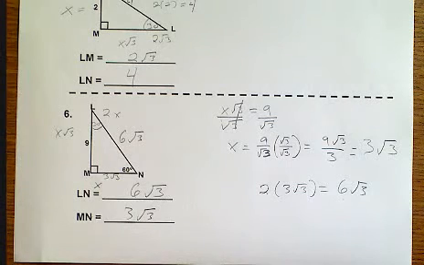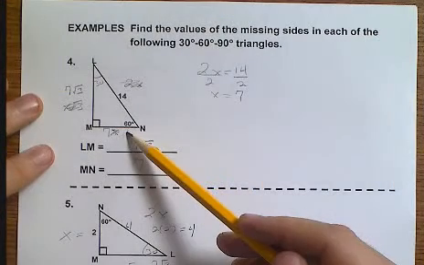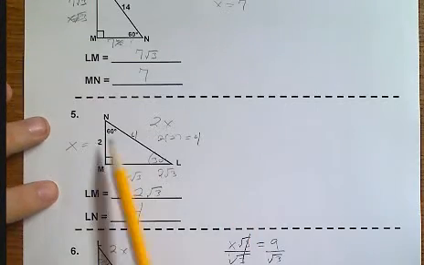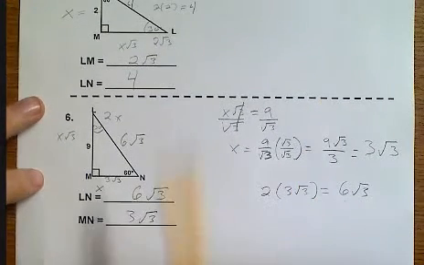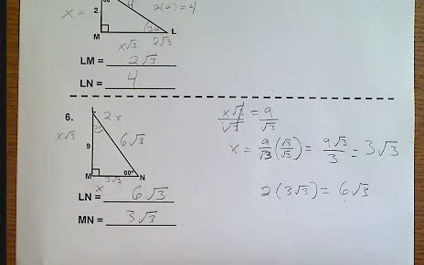Now I want you to notice that on example number 4, I started off by trying to find my short side. Example 5, they gave me the short side. In example number 6, I started off by finding my short side. So if you've not been given the short side, you need to find the short side first.